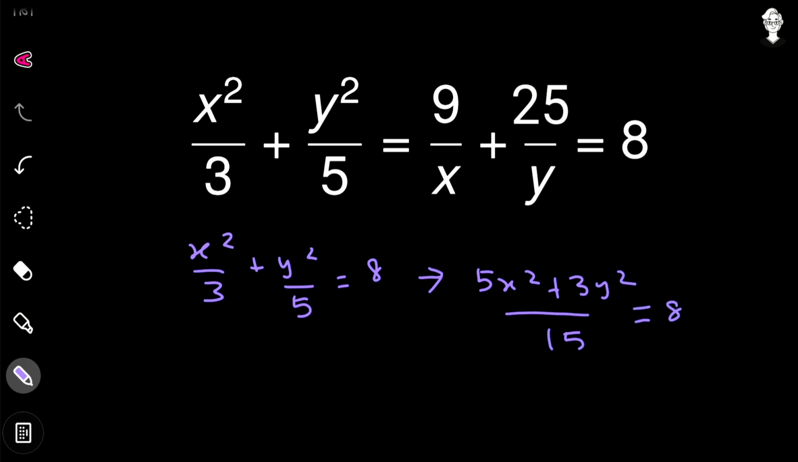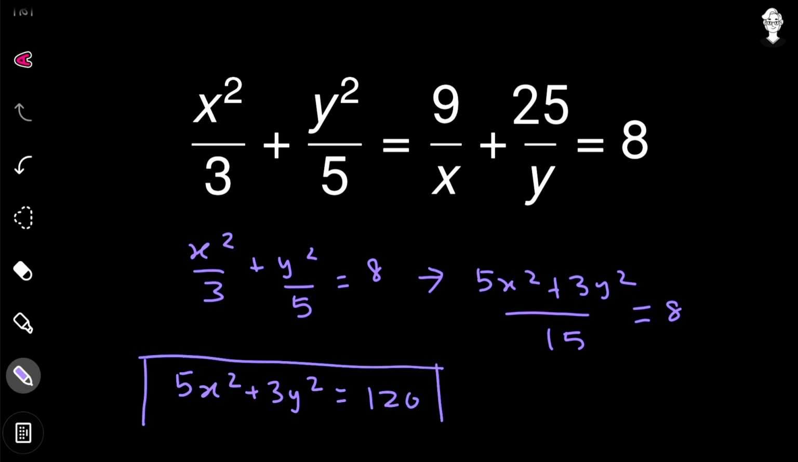Now we'll do the cross multiplication so as to get this, that is 5x² + 3y² is going to be equal to 15 into 8, that is 120. So 5x² + 3y² = 120 is our first important equation. Now to get our second important equation, we will equate the second one with the third one. So let us do that also.